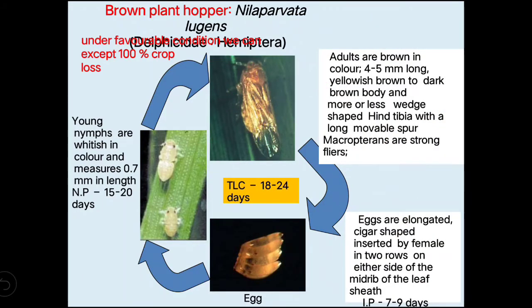Next, the most important sucking pest, that is BPH or brown plant hopper. Scientific name is Nilaparvata lugens. Then family is Delphacidae. Order is Hemiptera. So where will you find this insect more? Under the favorable RH.